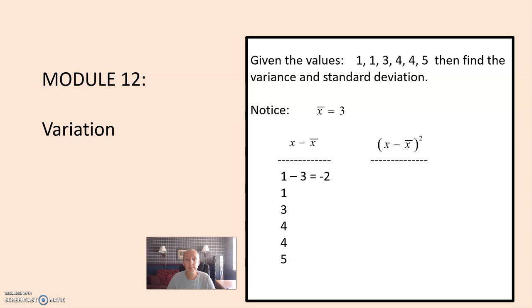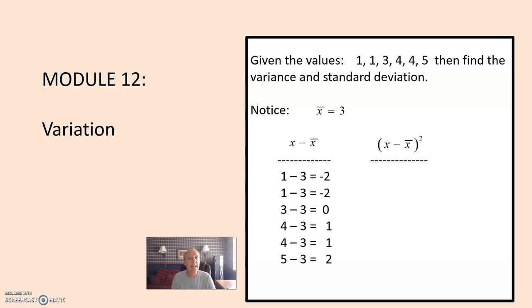So from the first one, 1 minus x bar, or 1 minus 3, gives me the value -2. And I continue this process with each of the numbers. Notice the second row would also be equal to -2. And as we move down the rows, we obtain the values 0, 1, 1, and 2.